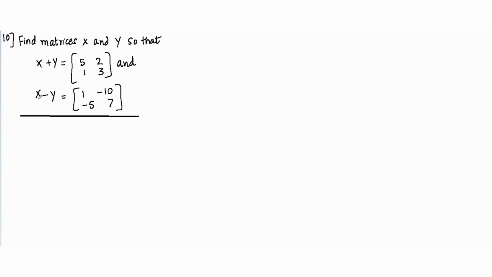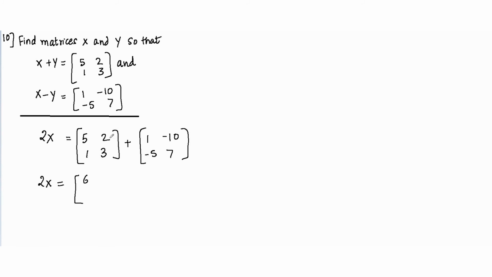So if I directly add these two equations, I get X plus X is equal to 2X, and positive Y, negative Y cancels, is equal to, and now I will have to add these two matrices. So 5, 2, 1, 3, add this with 1, negative 10, negative 5 and 7. When I add these two matrices, I get 5 plus 1 is 6, 2 plus of minus 10, that's 2 minus 10 is minus 8, 1 plus of minus 5, that's minus 4, and 3 plus 7 is 10.